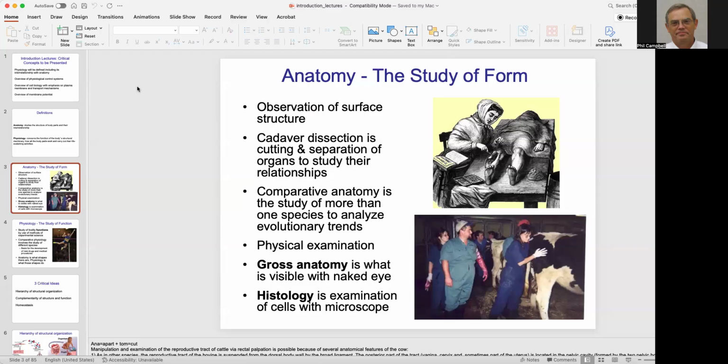So through the rectal wall, she can actually touch and palpate the ovaries. Why does she want to do that? She wants to determine the estrus cycle. In other words, has that cow released a fertile egg? Why does she care about that?